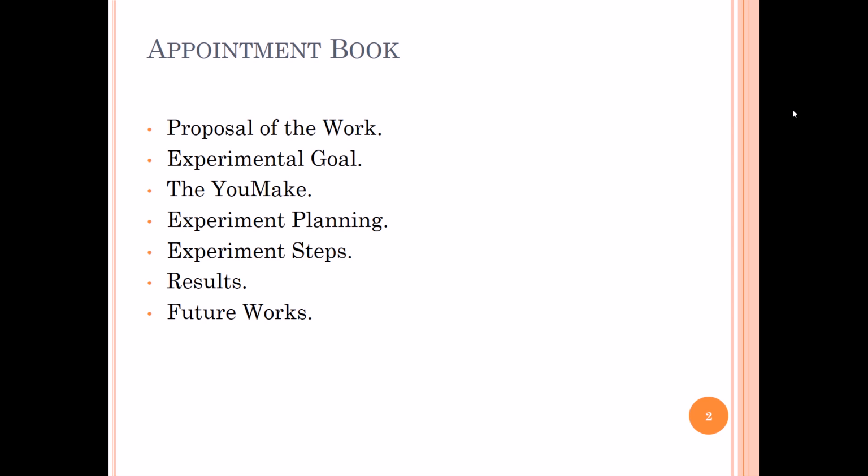So, in this presentation, I will talk about the purpose of the work, the experimental goal, the platform UMake, the experiment planning, the experiment steps, the results, and future work.